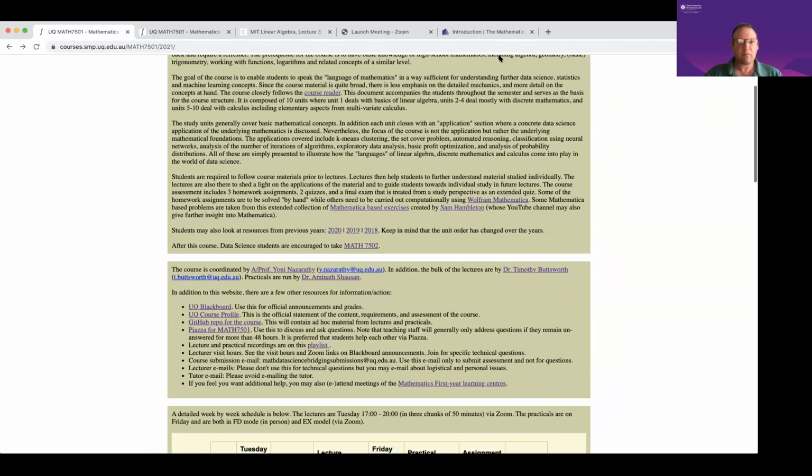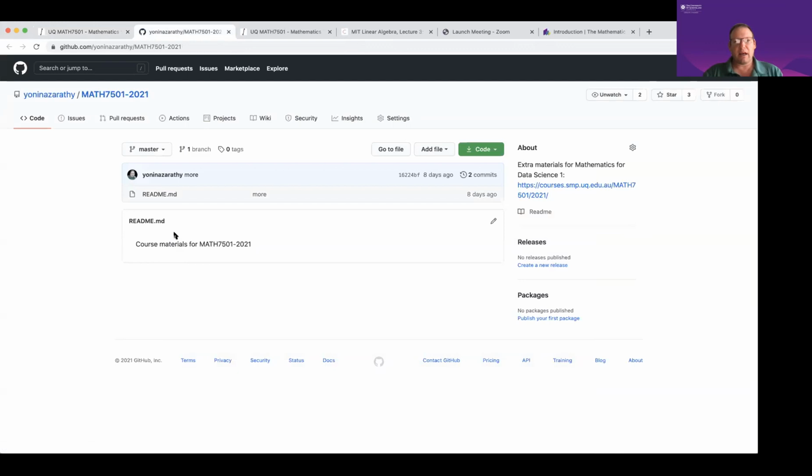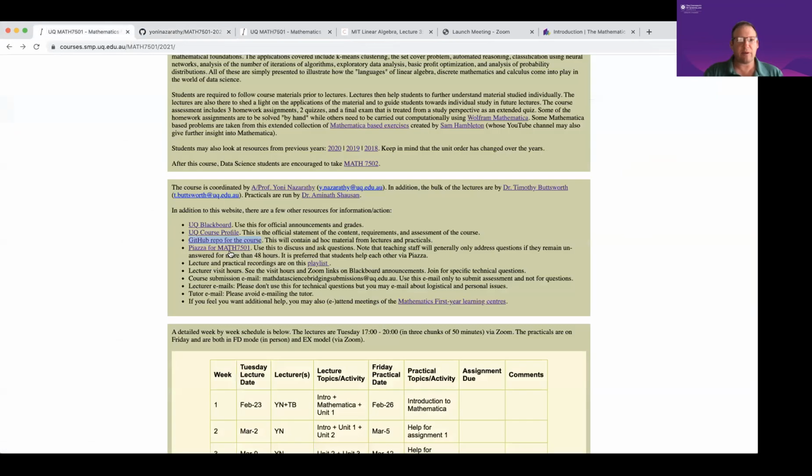Now, there are all these points of contact here. So Blackboard, obviously, in the course profile, you probably know. There's a GitHub repo for the course. In this GitHub repo, there's nothing at the moment, but for example, today we'll do some scratching on a notepad, upload that to GitHub, do a Mathematica notebook, upload that to GitHub as well.